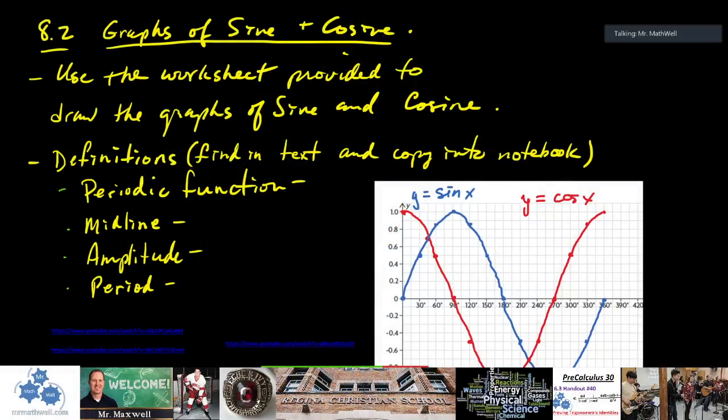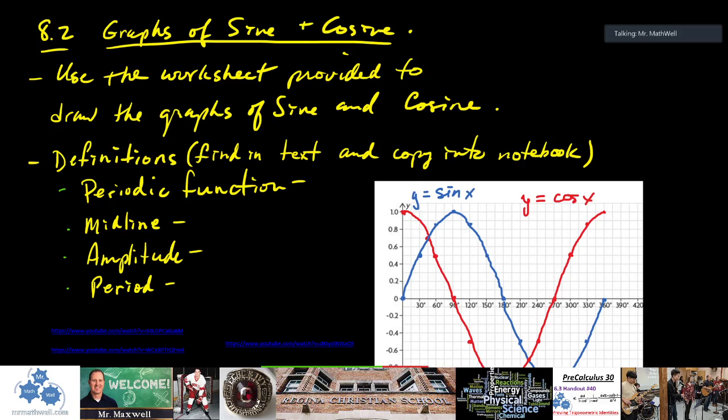All right, so we're looking at 8.2 here, and we're going to do 8.2 and 8.3 together. We're going to talk about the graphs of sine and cosine, and in 8.3 we're going to talk about how to apply the graphs of sine and cosine to some real life examples. And yeah, let's take a look at sine and cosine graphs here first.